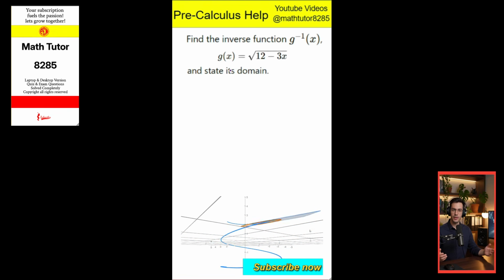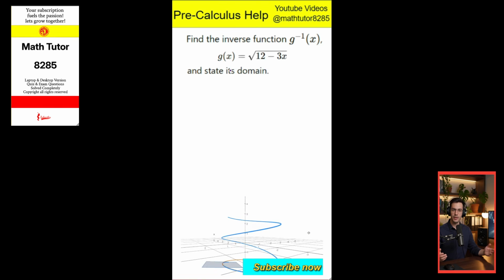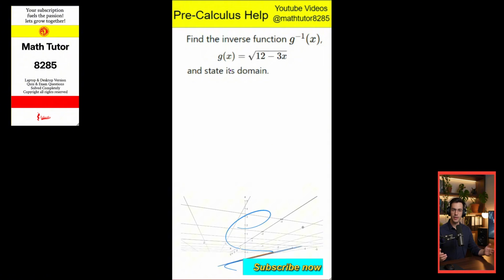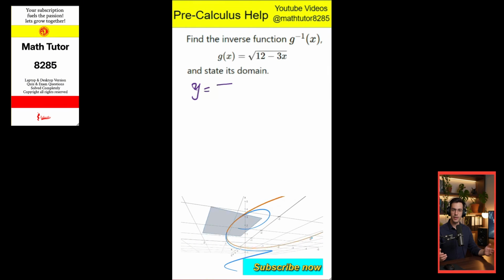Find the inverse of the function algebraically. Let the function g of x be defined as the square root of 12 minus 3 times x. Find the inverse function of g and state its domain. First step is to rewrite the function using y. We start by replacing g of x with y. So we say, y equals the square root of 12 minus 3 times x.